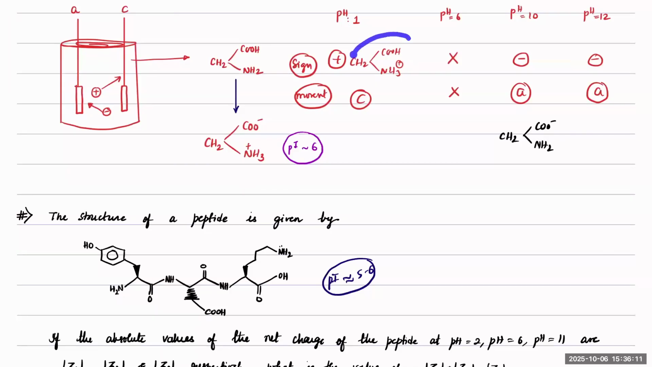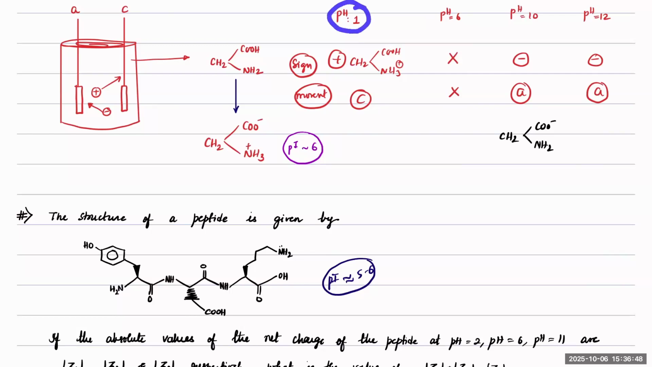this would become CH2COO minus and NH3 plus. Sorry, at pH equal to 6, it will exist this way. This is the zwitterionic form. Which means it is neither going to go towards the cathode, nor towards the anode. So there is no movement. This X means there is no movement. And the overall sign is 0 because plus and minus make it 0. There is no movement towards cathode or anode.